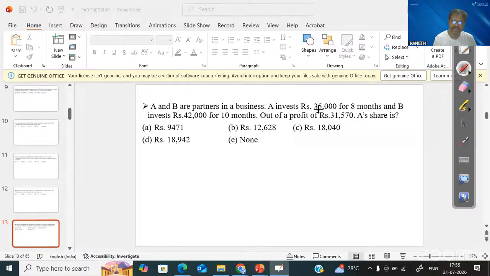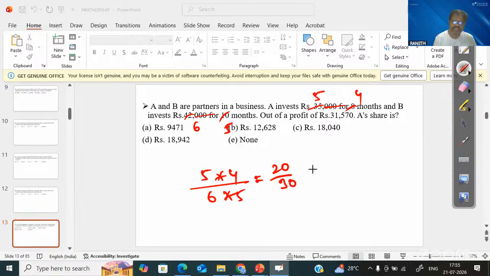Investment of A equals 35, investment of B equals 42. Cancelling the triple zeros, 7 fives are 35, 7 sixes are 42. Then 5 and 6, 2 fours are 8... it becomes 20 and 30. The ratio of investment is 2 by 3. Profit is also in the ratio of 2 by 3.